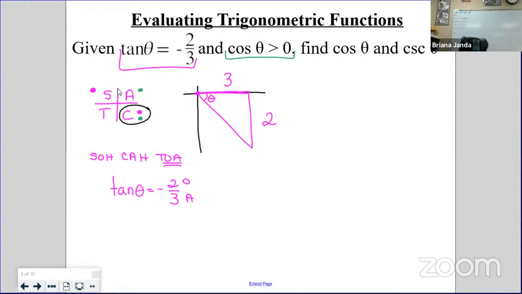There's two reasons for that. 3 should be positive. I moved to the right. 2 should be negative. I moved down. So I'm going to put the negative there. Now that accounts for the negative that was here.